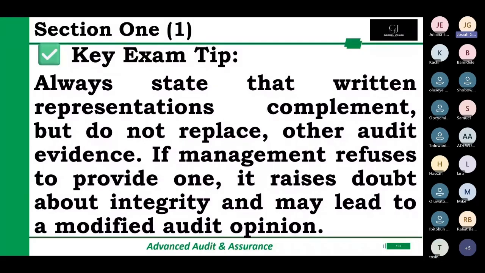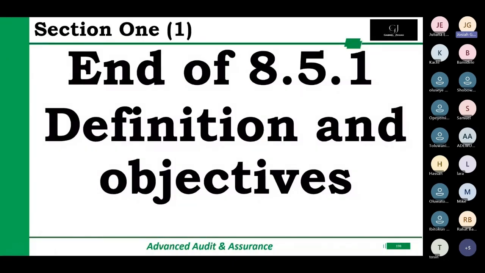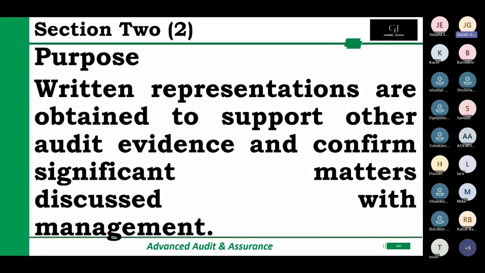Okay. So we're done with section 1, speaking about the definition and objectives of written representation, which is ISA 580. So let's look at written representation as audit evidence.